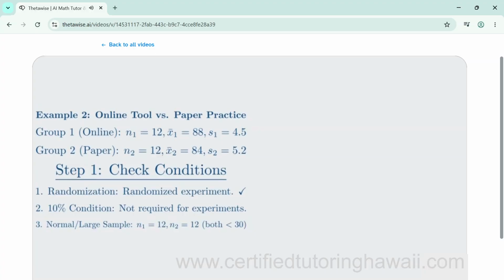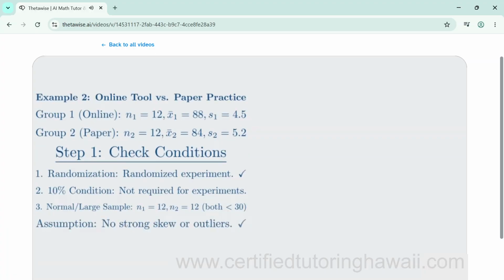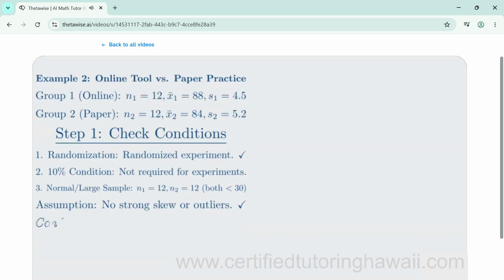Note that our sample sizes are small, only 12 in each group. Since the sample sizes are less than 30, we would normally need to look at a dot plot or box plot of the sample data to ensure there is no extreme skewness or outliers. For this example, let's assume the teacher checked the plots and they looked roughly symmetric with no outliers. With the condition satisfied, we can move on to the calculations.